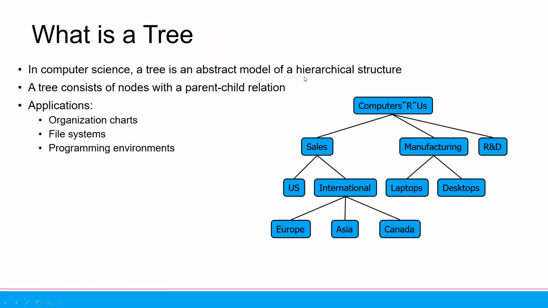So in computer science, a tree is an abstract model of hierarchical structure. A tree consists of nodes with a parent-child relation. So this is parent, this is child. If it is the parent, then it is the child.